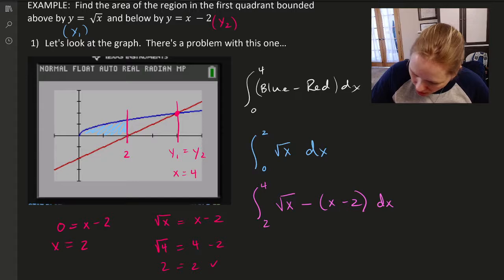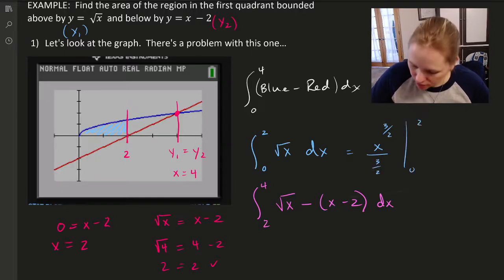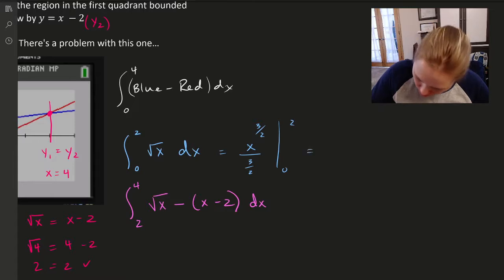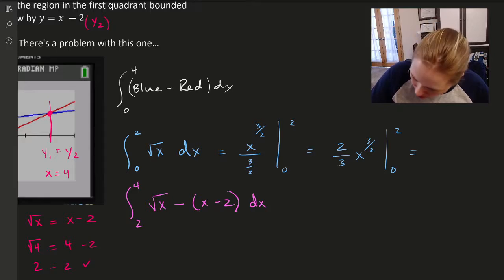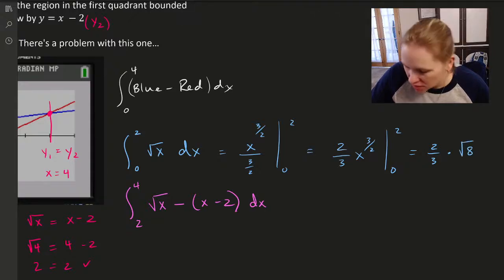This is x to the 1/2, so when I integrate, it's going to be x to the 3/2 over 3/2 from 0 to 2. It's going to be 2/3 x to the 3/2 from 0 to 2. Well, the 0 is easy, so when I put in 2 cubed is 8, so I'm going to have 2/3 times the square root of 8. So that's going to be 4 square root of 2 over 3.